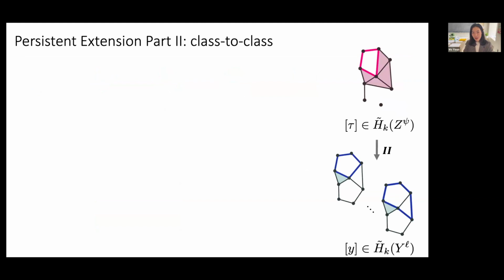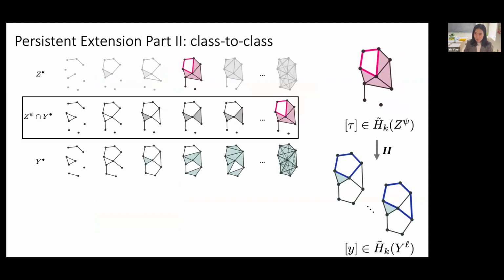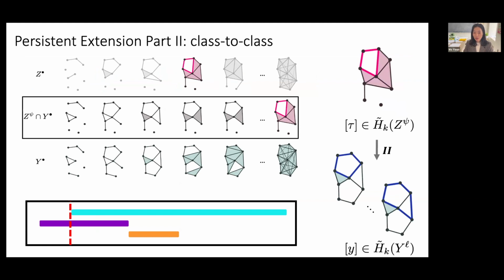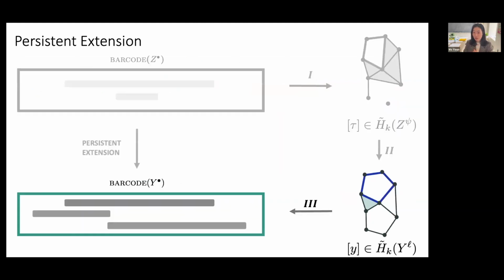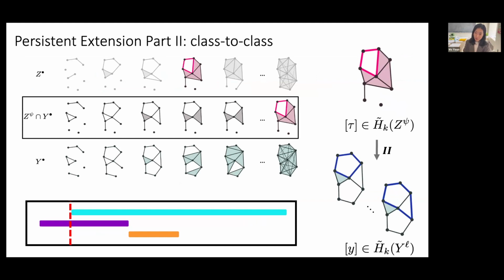During the second step, we implement this method. Again, the idea is that you look at this new filtration you get from looking at the intersections. You solve some linear system of equations, and that gives you a collection of homology classes in the bottom filtration that are similar to the pink cycle that we started with.